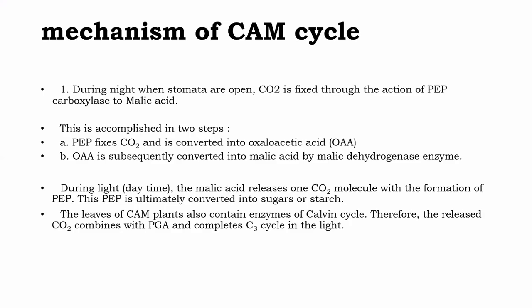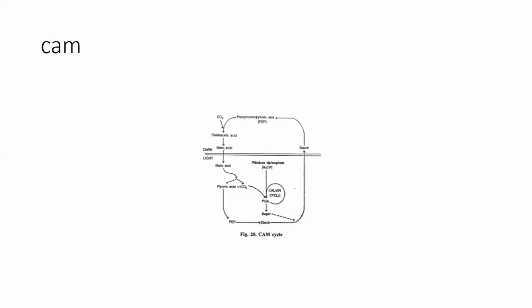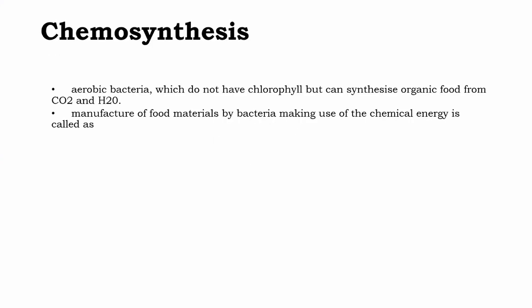So here we have C. So this is the CAM cycle. When I send this slide, you can see this CAM cycle. It is not much important. Then chemosynthesis. What do you mean by chemosynthesis?